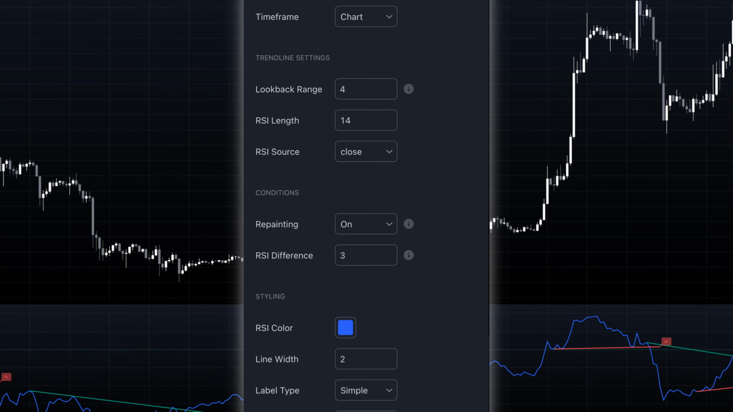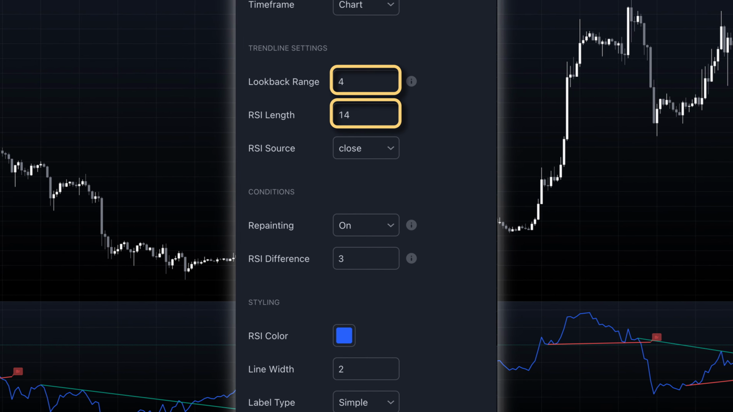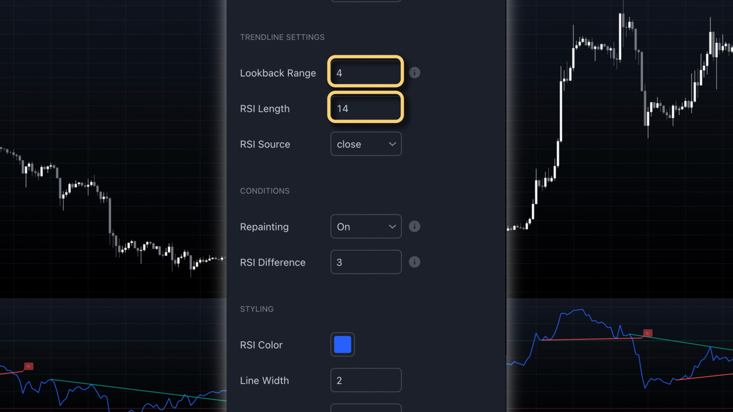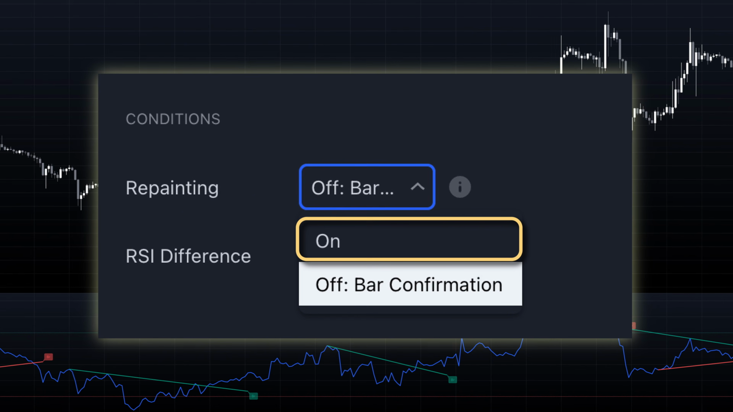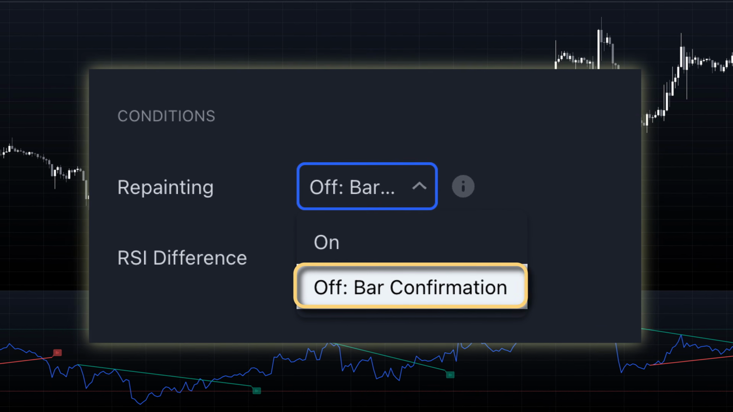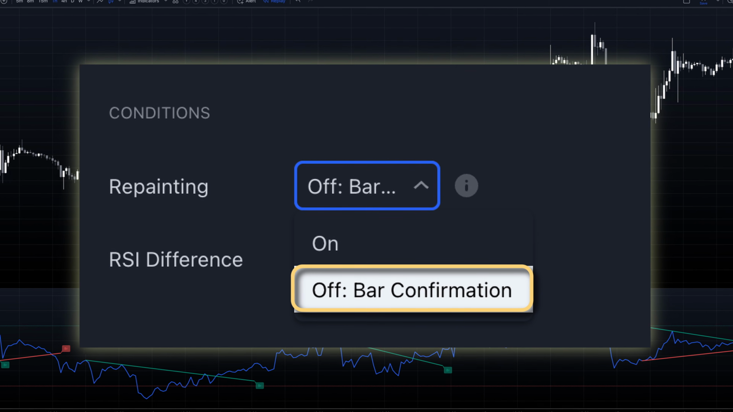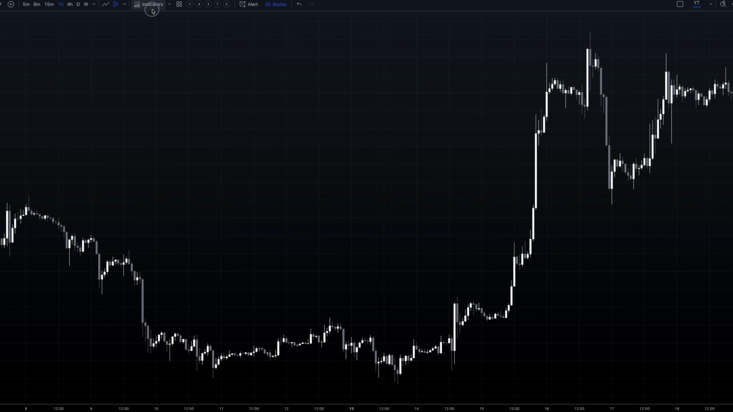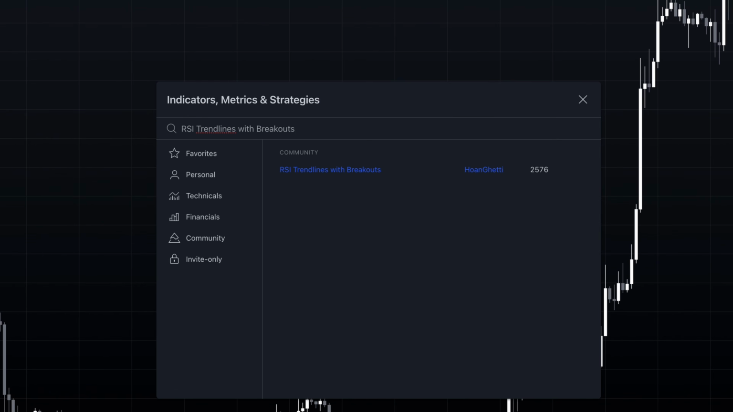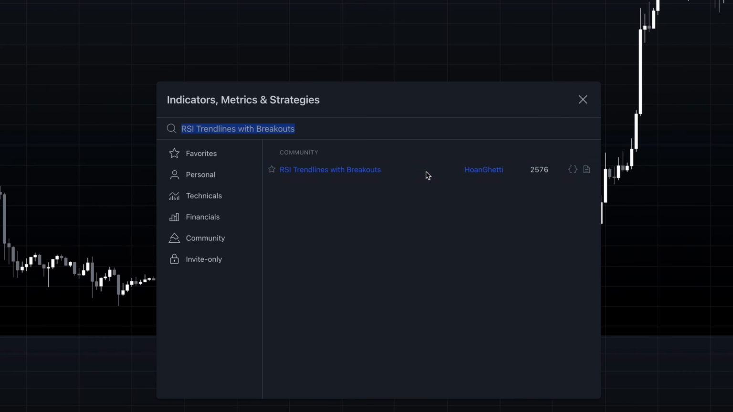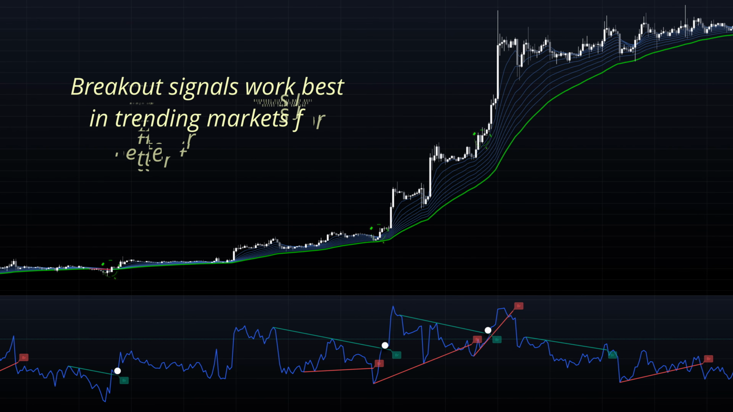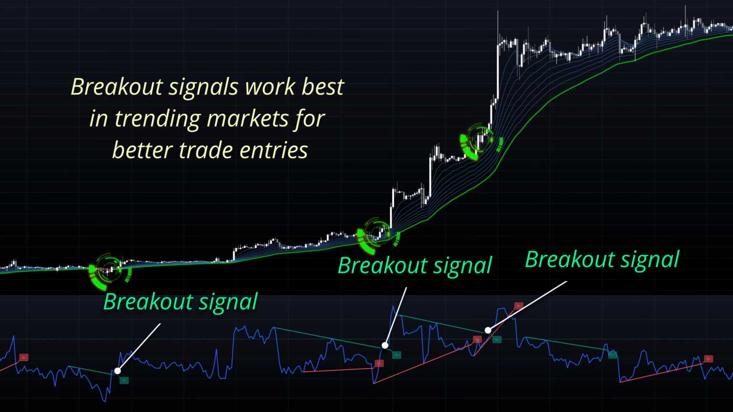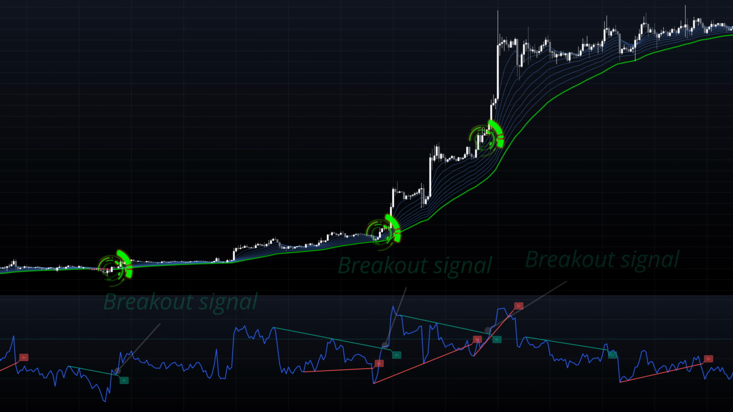A breakout is confirmed if the RSI moves above or below the trend line by a defined threshold, which can be adjusted according to your preferences. Repainting can be enabled for immediate alerts, or it can be turned off, with alerts generated only after a candle has closed. It's called RSI Trend Lines with Breakouts by Juan Getty. This indicator is a helpful tool for traders looking to incorporate RSI-based trend lines into their analysis.